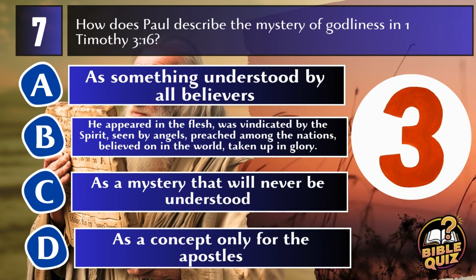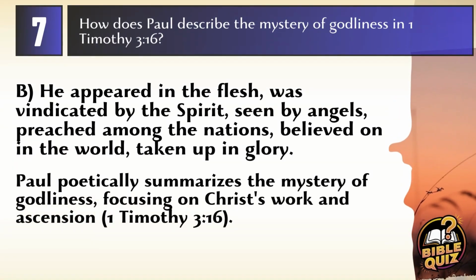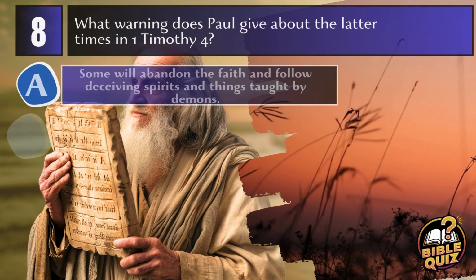Answer: B. He appeared in the flesh, was vindicated by the Spirit, seen by angels, preached among the nations, believed on in the world, taken up in glory. Paul poetically describes the mystery of godliness, encapsulating the essence of Christ's incarnation, ministry, resurrection, ascension, and global proclamation. 1 Timothy 3:16.